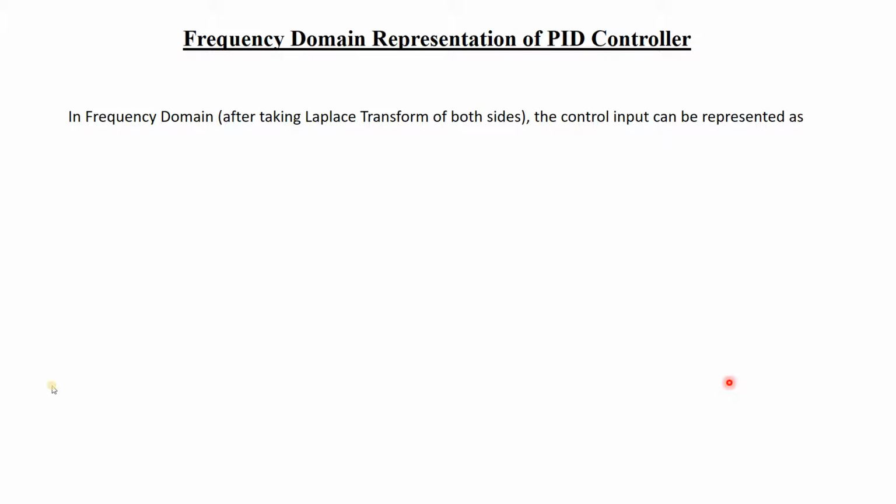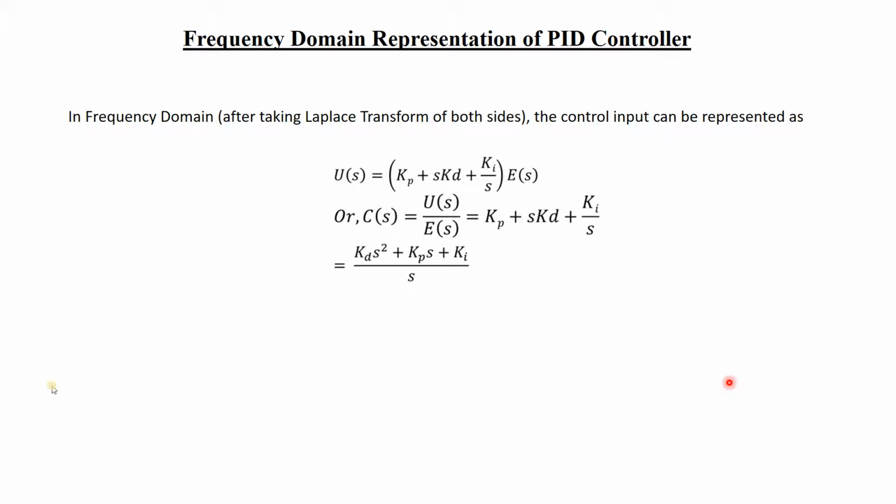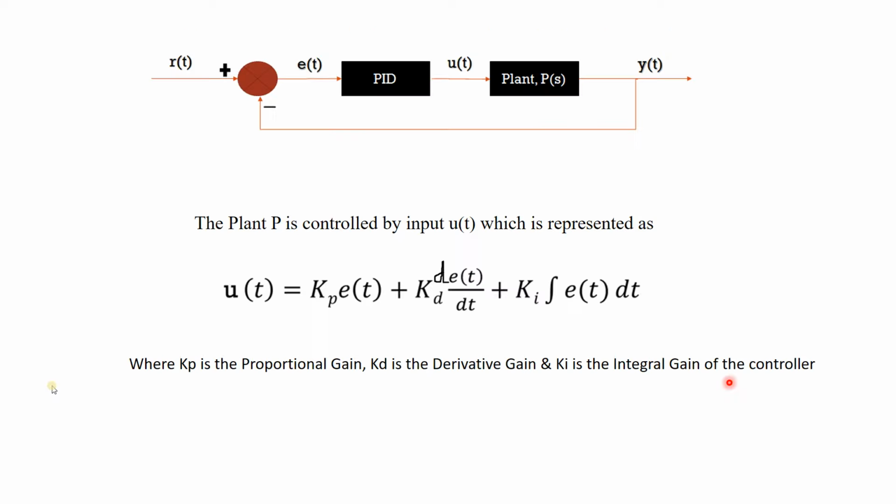Now, here Kp is the proportional gain, Kd is the derivative gain, Ki is the integral gain of the controller. Now, the frequency domain representation of the PID controller. Frequency domain means in the S domain. Taking the Laplace transform of both sides, the control input can be represented as this.